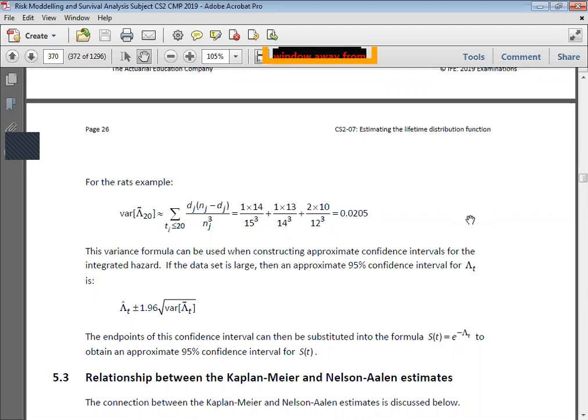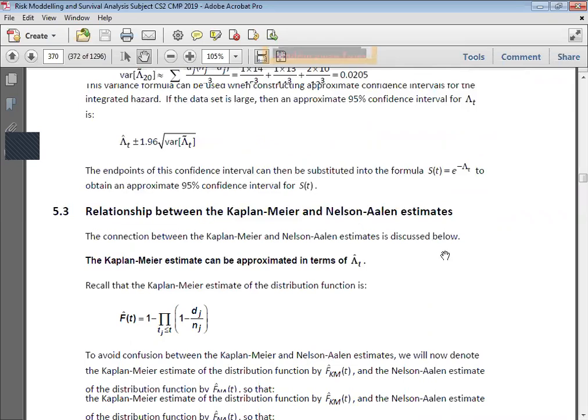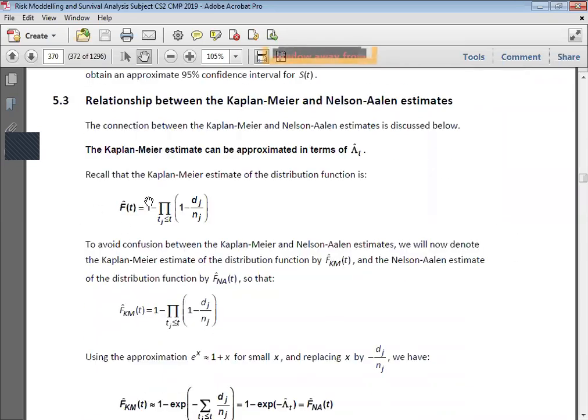So let's say I ask you to give me the value of the Kaplan-Meier estimate in terms of the capital lambda hat. Let me just show it to you, because there's nothing new in this. Here we're talking about f hat, that is why you have 1 minus the product. Generally, if you're talking about S, that will just be the product, no 1 minus.